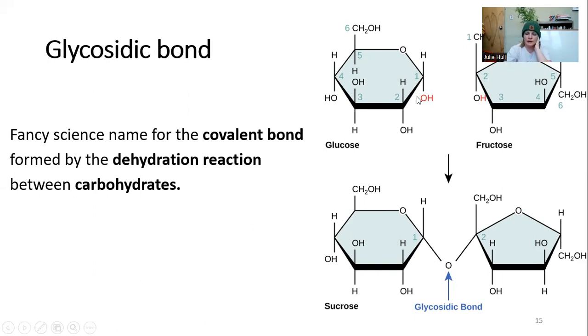And so we can see here's our OH group, and here is the hydrogen that's going to be donated. And then this oxygen is going to be the one that is forming the glycosidic bond. And that other water molecule is pushed out during that dehydration reaction. Okay, and dehydration reactions require energy to be input in order to make that bond.